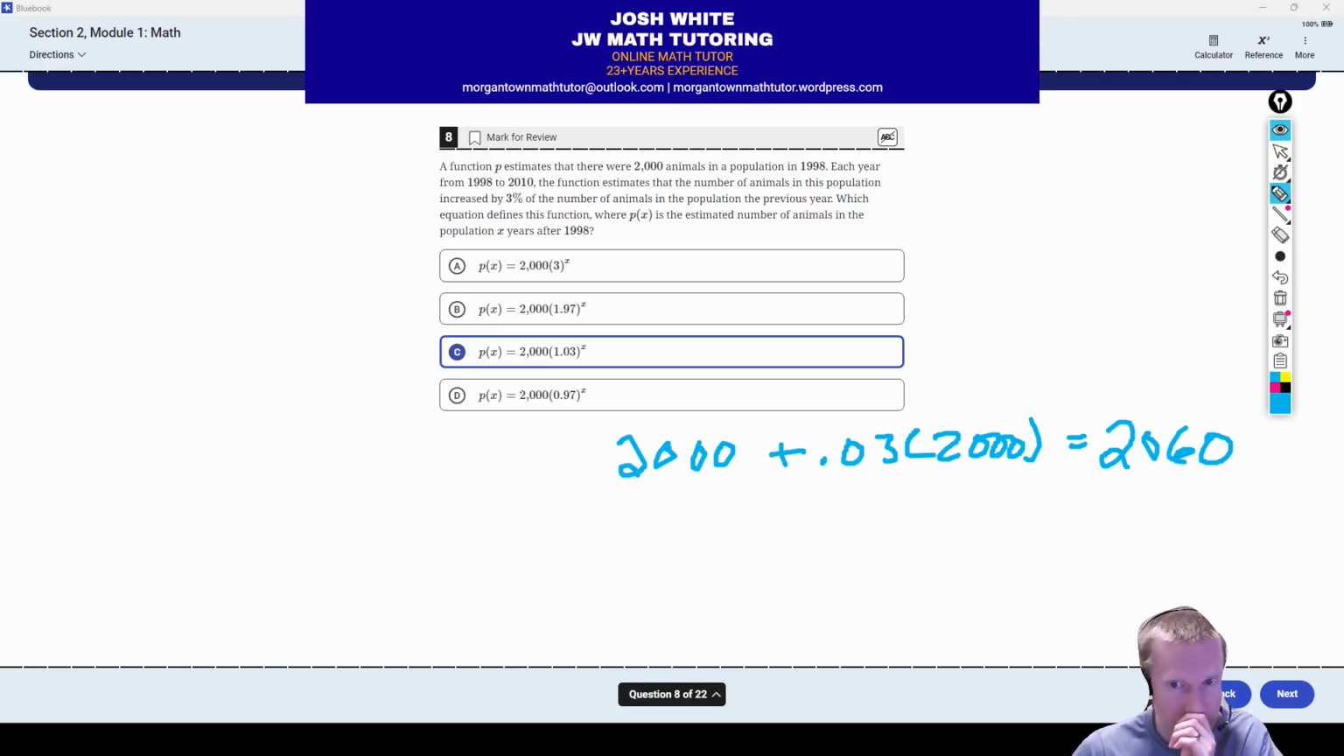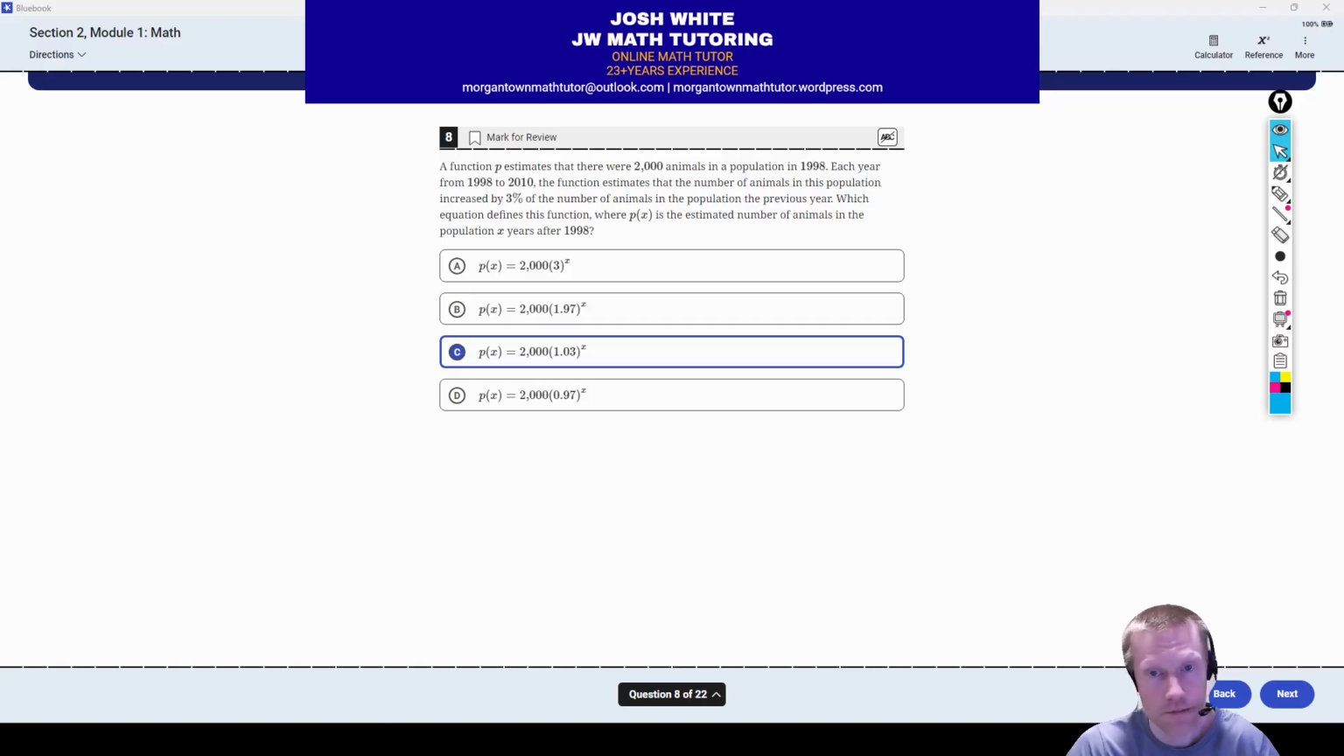That's after 1 year. So then what you would do is go through all the answer choices, plug in one for x, and calculate all these out, and see which of these equals 2060. A is going to be 6,000, B is going to be 3940, C is going to be 2060, and D is going to be 1940. So again, it would just verify that C is the correct answer.